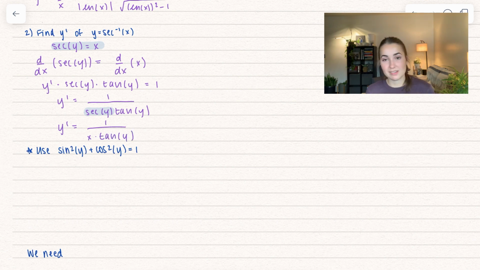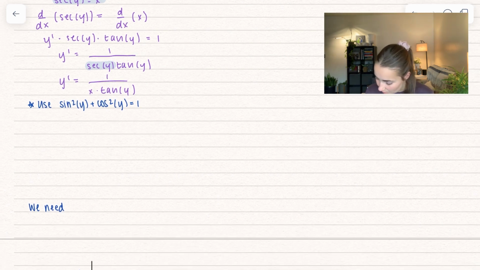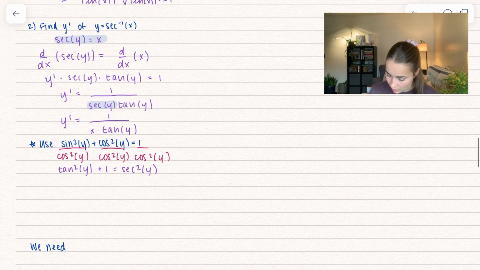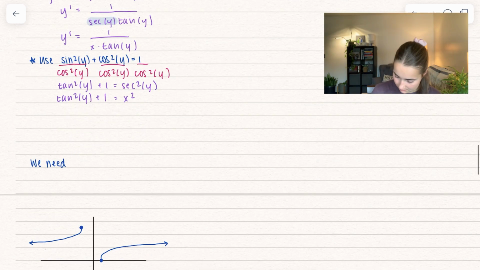So again, we're going to use this identity, and we're going to try to solve for tangent of y, because I don't want any y's to be in my equation. So in order to get tangent, I need to divide this one by cosine squared. But I need to divide everything by cosine squared because I can't just divide one thing. Alrighty, so let's plug in what we know. I know secant of y is equal to x, so secant squared becomes x squared. And then tangent squared of y plus 1 remains the same. So I'm going to go ahead and solve for tangent.